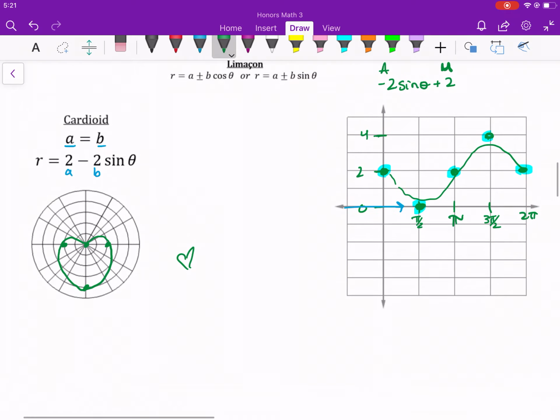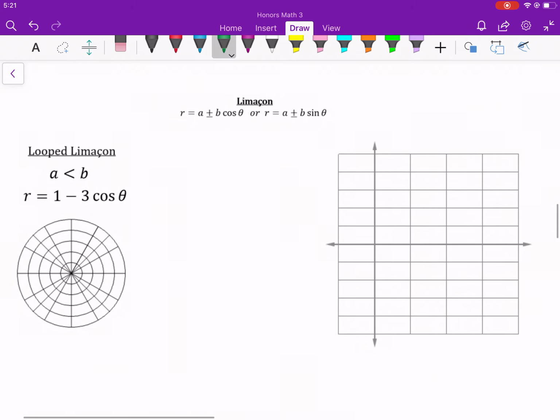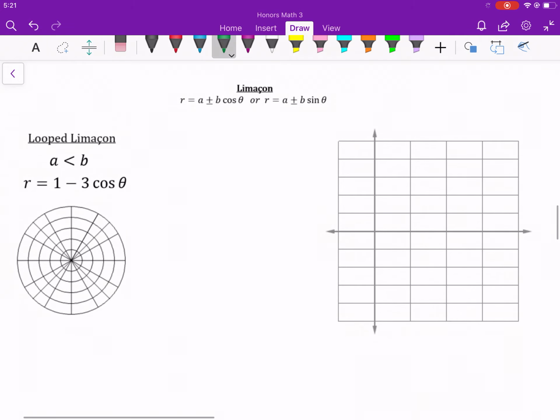Love. All right, let's do our last limaçon. So we've got the looped. So looped occurs when your A is less than your B. So this is smaller, which honestly, I don't even remember any of this. I just do my reference points and I figure it out, and I'll show you what I mean by that.